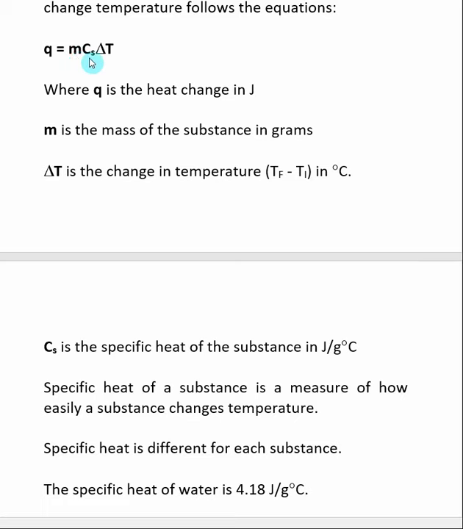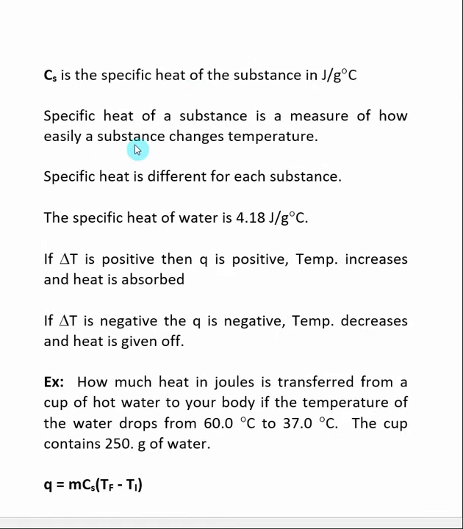We also have a constant for the substance. So different substances are going to react differently to heat. A certain amount of heat going into a substance results in a change in temperature. Not all substances react the same. So we need a constant here to represent the substance. So the specific heat is a measure of how easily a substance changes temperature with the addition of heat. And the specific heat is actually different for each substance. So this is a constant and you can easily look it up.